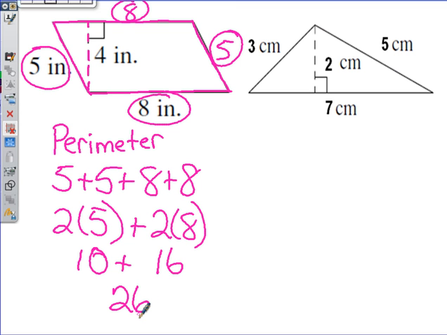So now pause the video. Make sure you've got all those notes taken down neatly, and do the perimeter for this triangle.